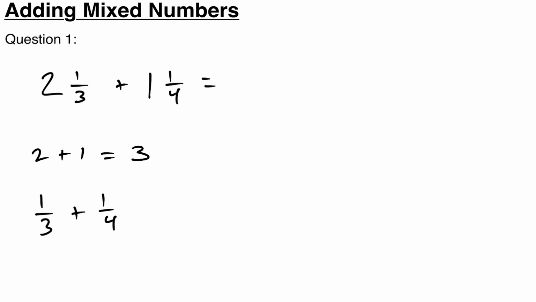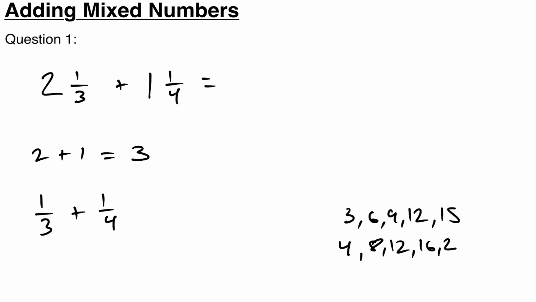Now when we add fractions with different denominators, as we have here, we have 3 and 4, we have to find a common denominator. And to do that, we have to find a common multiple. So we're going to list the multiples of each denominator. So for 3, we have 3, 6, 9, 12, 15. And then for 4, we have 4, 8, 12, 16, and 20. And now I already see a common multiple, and that's going to be 12.